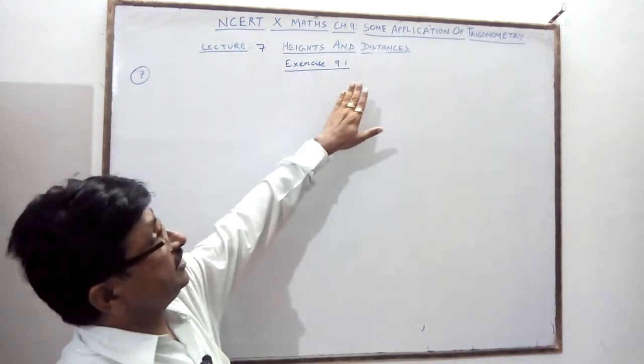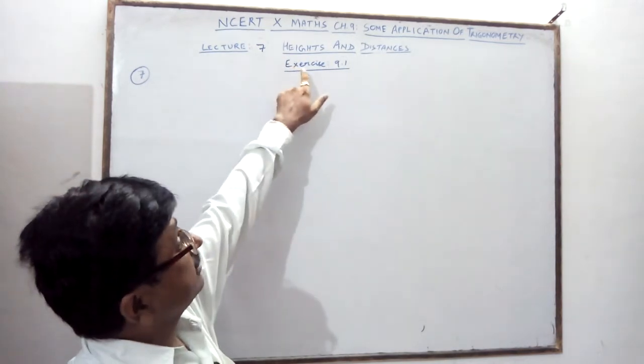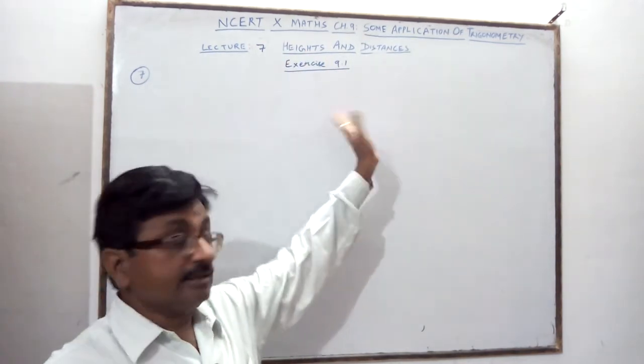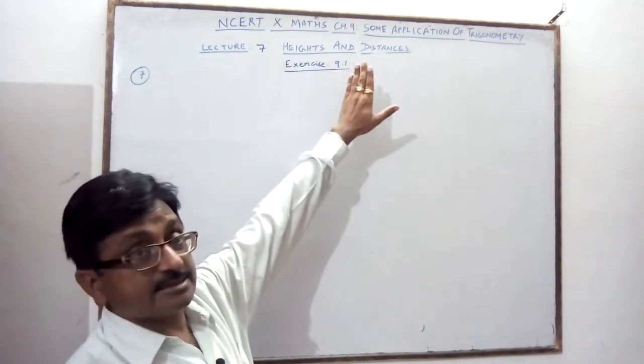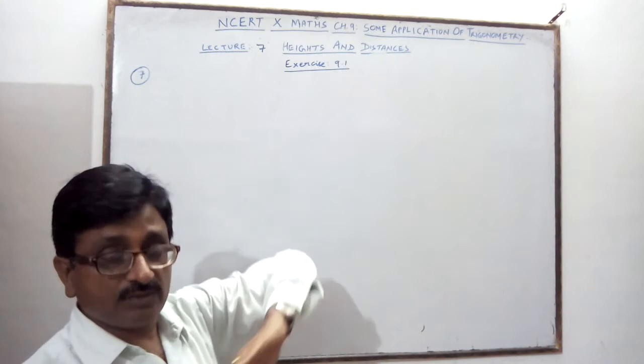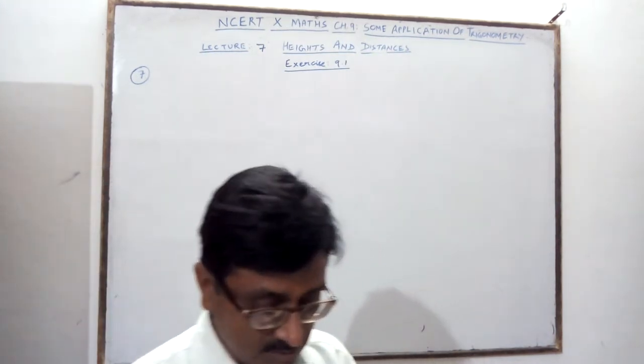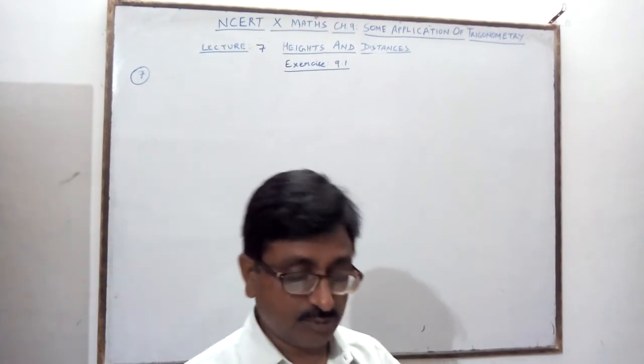Trigonometry, application of this trigonometry in general use like height and distance. What is the height and distance you are using in this exercise 9.1? You are seeing that many questions are based on this. So question number 7 I will explain today.